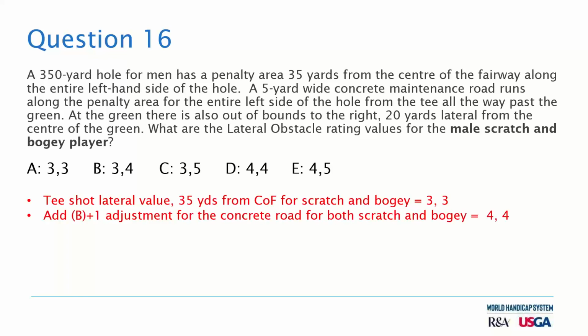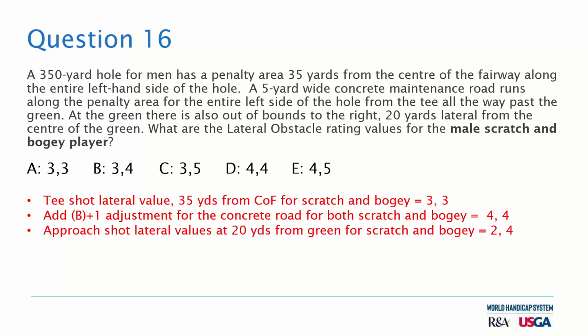Next, because we've got that concrete road that runs alongside the penalty area on the entire left side, we're going to add that B+1 adjustment for that road for both the scratch and bogey players. Certainly, if anyone hits the ball left and it hits that road, it's almost certainly going to trampoline out of bounds because of hitting that concrete path. So it's necessary to give additional point values for both those players in those scenarios, right? So we've got 2 4s there for our first landing zone for both players.